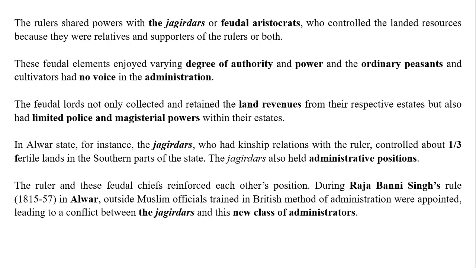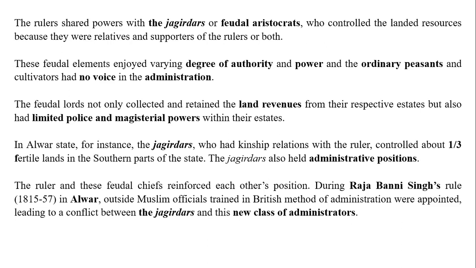In Alwar state, for instance, Jagirdars, who had kinship relationship with the ruler, controlled about 1/3 of the fertile lands in the southern part of the state. And Jagirdars not only were actually taking the revenues, but also held administrative positions. So this was the state. What kind of pathetic state. Because see, 1/3 of the fertile lands of the southern part of the state were controlled by the Jagirdars, who were nothing but the relatives of the king himself.